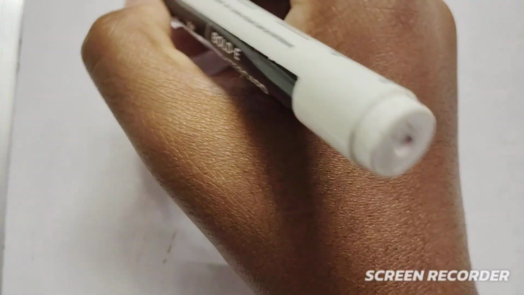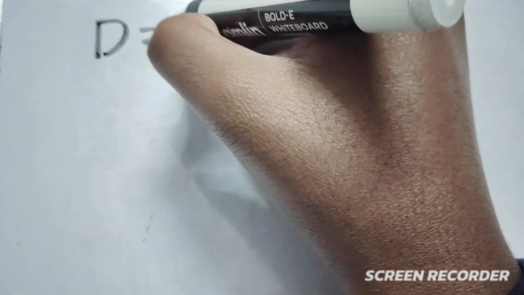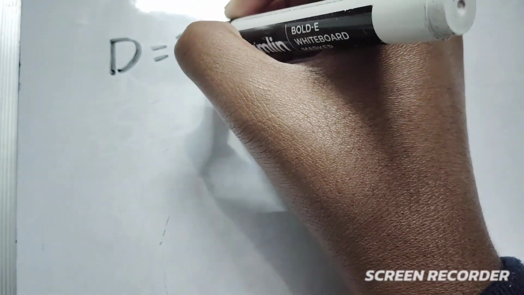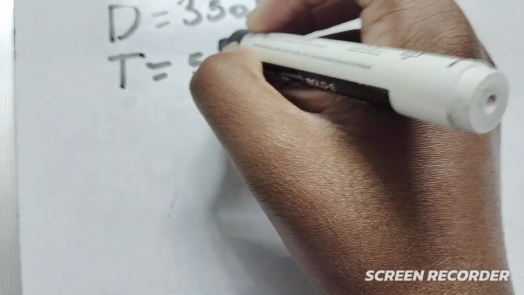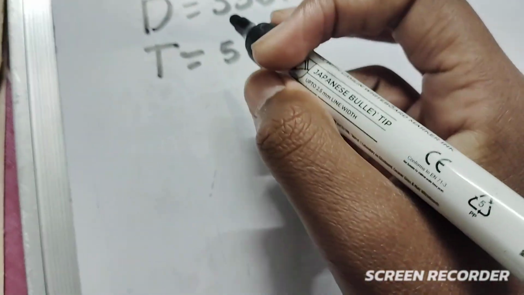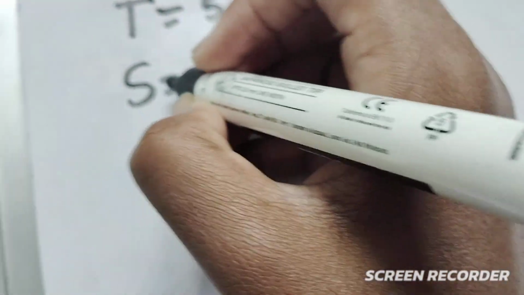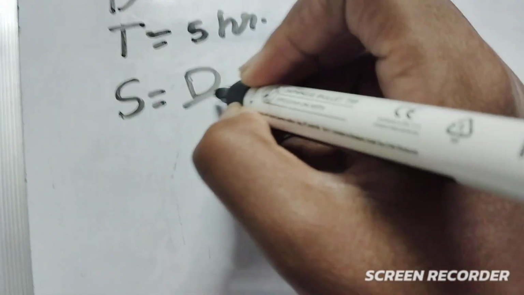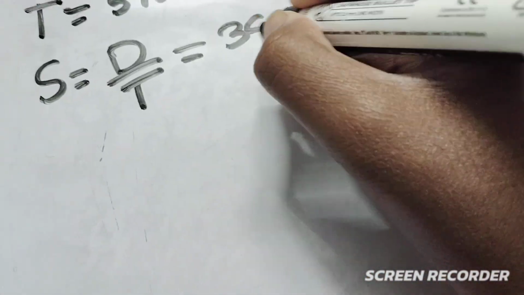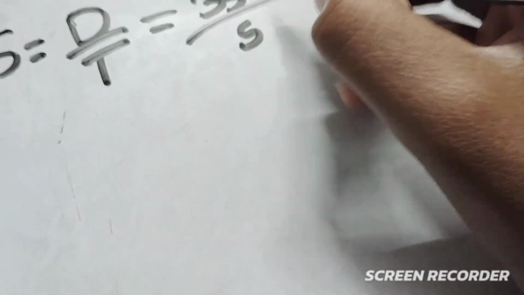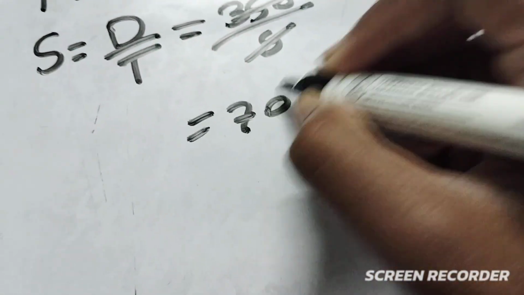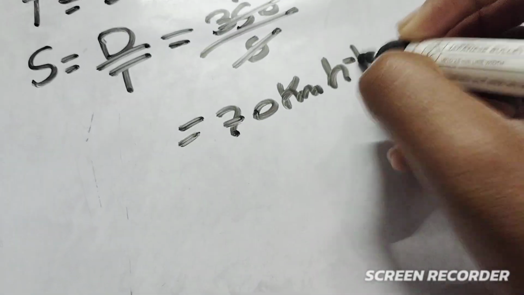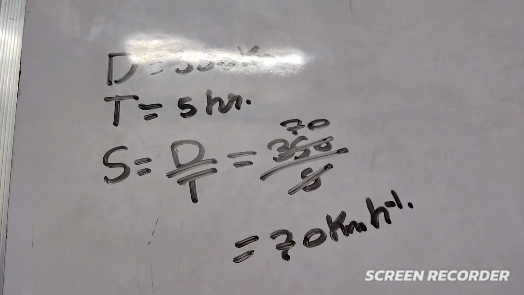Now we will cover the question, his speed. So the distance is 350 kilometer and the time is 5 hour. His speed, so speed is equal to d upon t. We will do it correctly. 350 upon 5, 5 sevens are 35, is equal to 70 kilometer per hour. So the first part, the speed, is taken out.